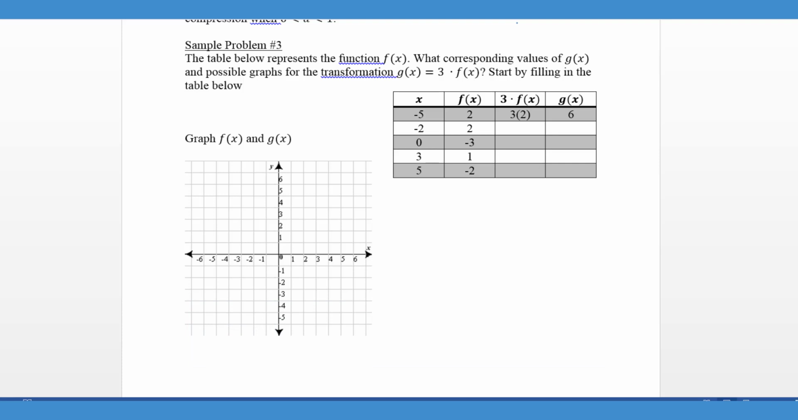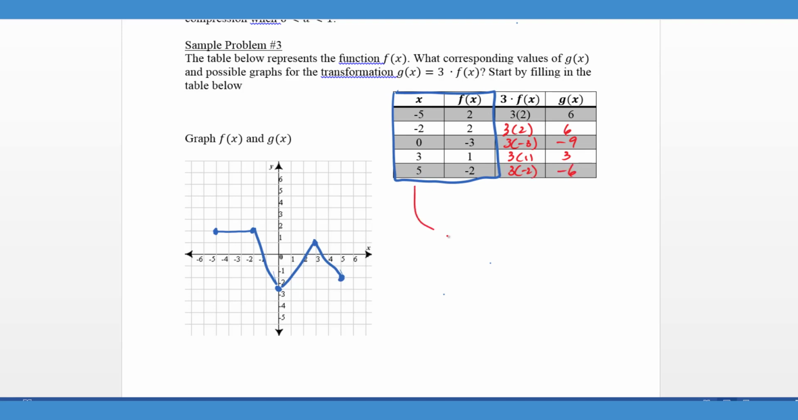Okay, so I'm going to start by actually just focusing in on this part of the table. So now I'm going to take my final f of x value and I'm going to multiply that value by 3. So I'm actually multiplying the output, or the whole function, by 3. So I'm going to say 3 times 2 is 6, 3 times negative 3 is negative 9, 3 times 1 is 3, and 3 times negative 2 is negative 6.